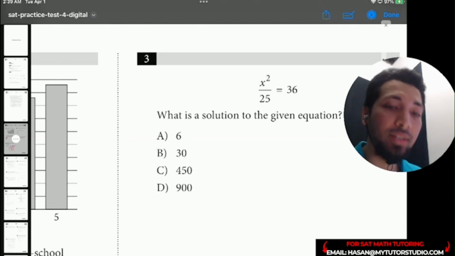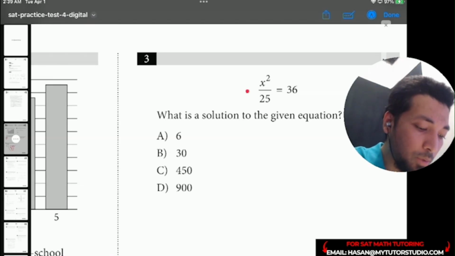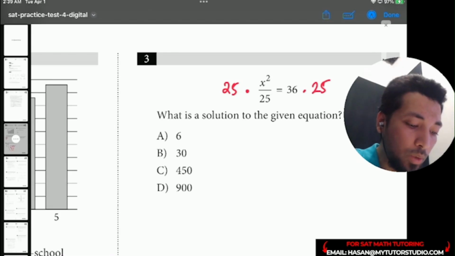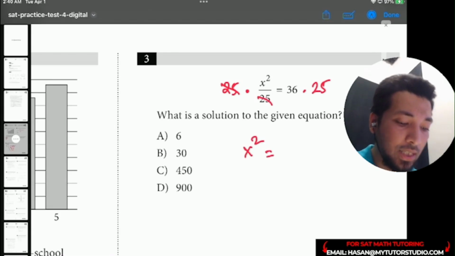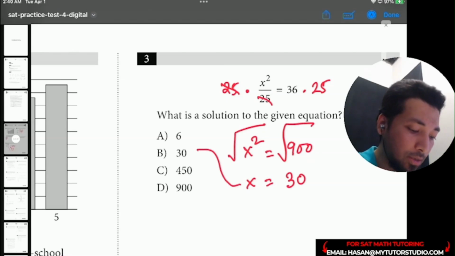What is the solution to the given equation? We have x squared over 25 is equal to 36. Simply we can get rid of this 25 by multiplying 25 on both sides. We have x squared is equal to 36 times 25, that is 900. Take square root on both sides. We have x is equal to 30, and that is option number B.